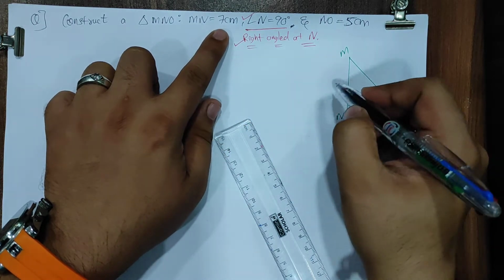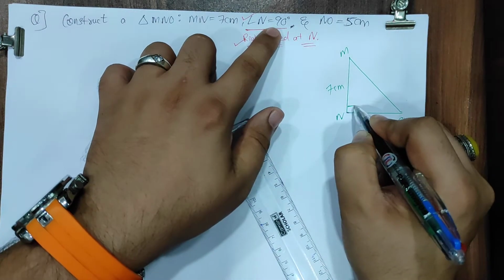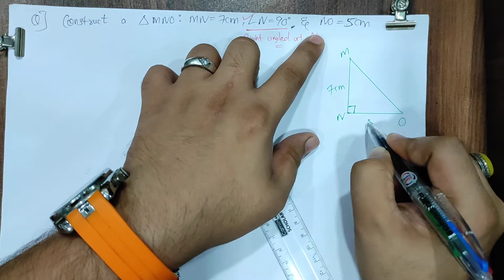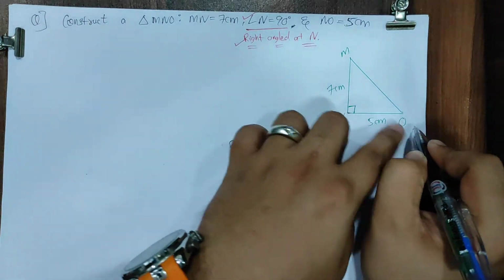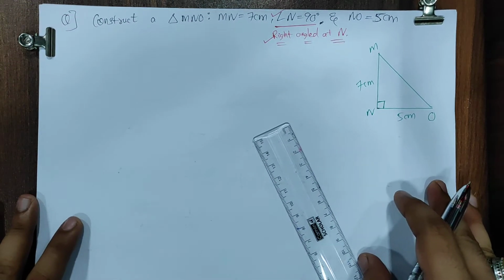Is MN given to me? Yes, it's 7 centimeter given to me. It's 90 degree. Don't write ever 9090. This box means 90 degree. And NO is 5 centimeter. You can even term this as M and this as O. So this will become 7. Okay. So let's start, all of you.